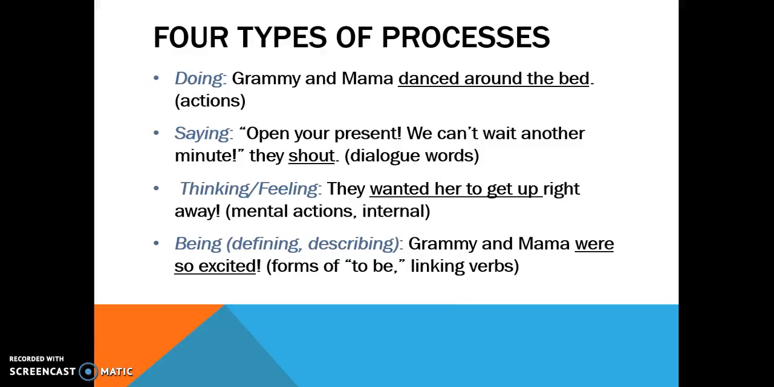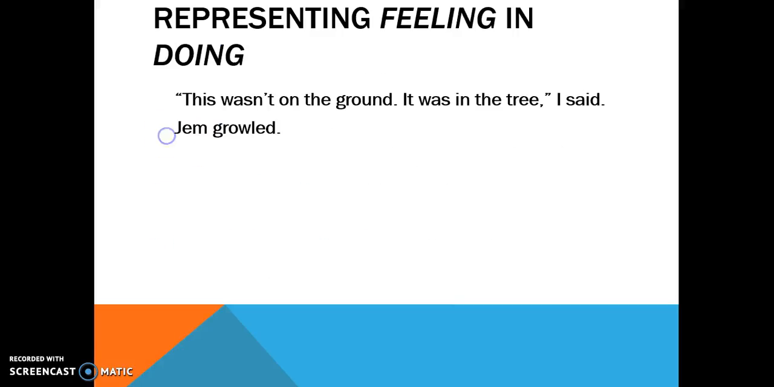Now, the thinking, feeling, and being are going to be when an author tells you something. The doing and saying processes are going to be when an author shows you something. Doing and saying are going to be interpreted. Thinking, feeling, and being are right there for you. So we can represent feeling in doing. "It wasn't on the ground. It was in the tree," I said. Jem growled. So growled is the action that shows us Jem's feelings about Scout.